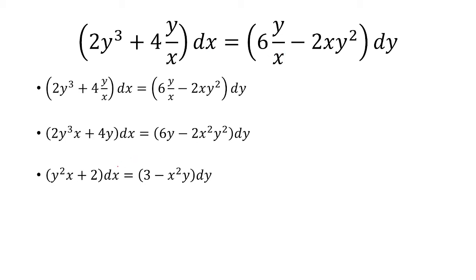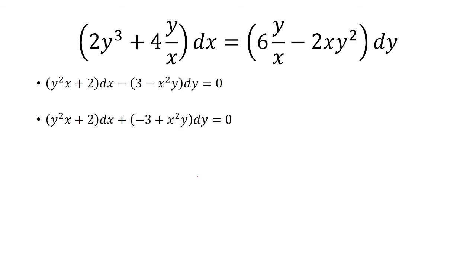Now the next step is to bring everything to the left. So I'm going to subtract both sides by (3 minus x squared) times y dy. And then I'm going to distribute this negative to both terms, and so this will be a positive outside.